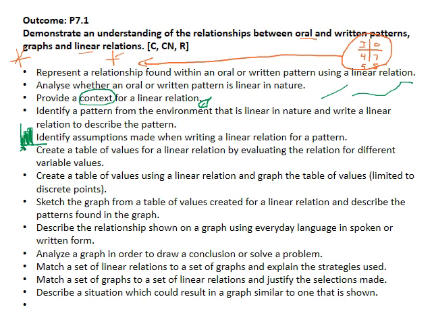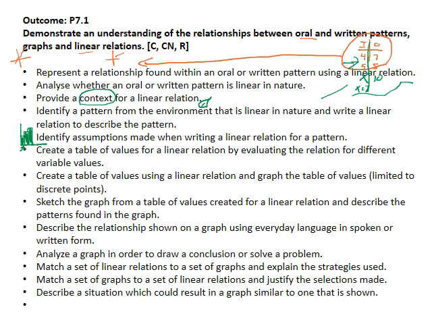Create a table of values, which is basically just that input-output machine up top there, for a linear relation by evaluating the relation for different variable values. So this could be a variable, and if this was 10, we would think, well, what did we do to the x to turn it into a 10? If the pattern said that we had to add 3, then obviously x is 7.